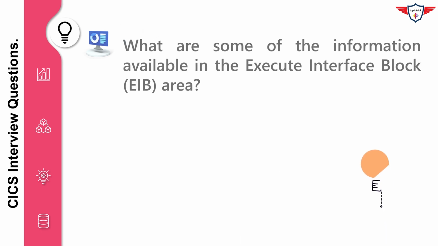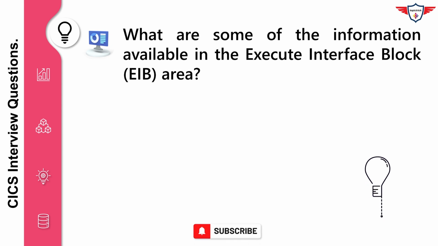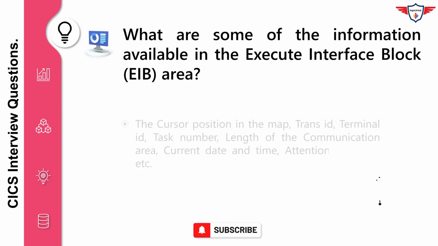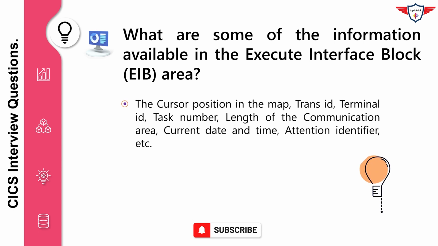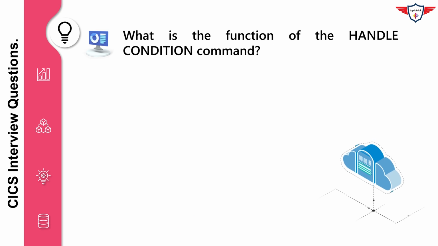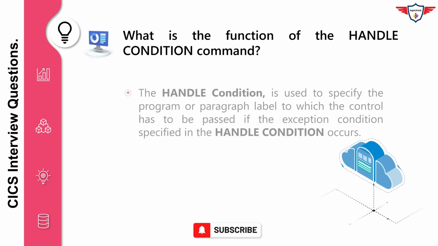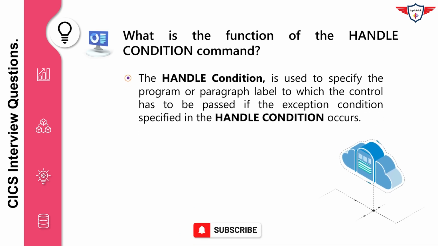What are some of the information available in the Execute Interface Block, EIB, area? The cursor position in the map, trans ID, terminal ID, task number, length of the communication area, current date and time, attention identifier, etc. What is the function of the HANDLE CONDITION command? The HANDLE CONDITION command is used to specify the program or paragraph label to which the control has to be passed if the exception occurs.